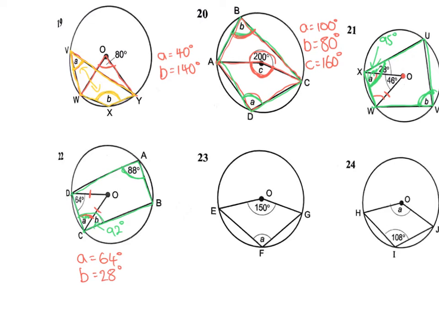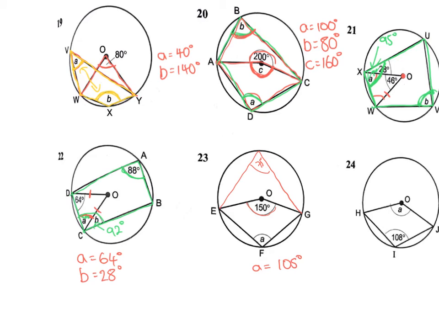For 23, again, angles opposite. There's a couple of ways of thinking about this. If you're really, really confused with some of these, if you were just to imagine another line drawn in here, you could easily say, well, if this is 150, that would be 75. And then opposite angles add up to 180, so A must be 105.